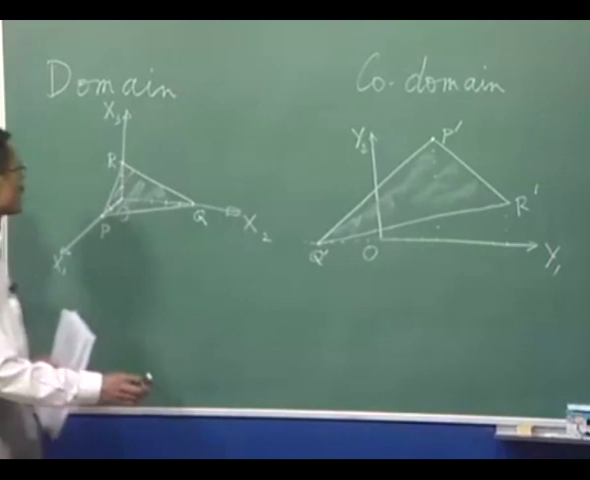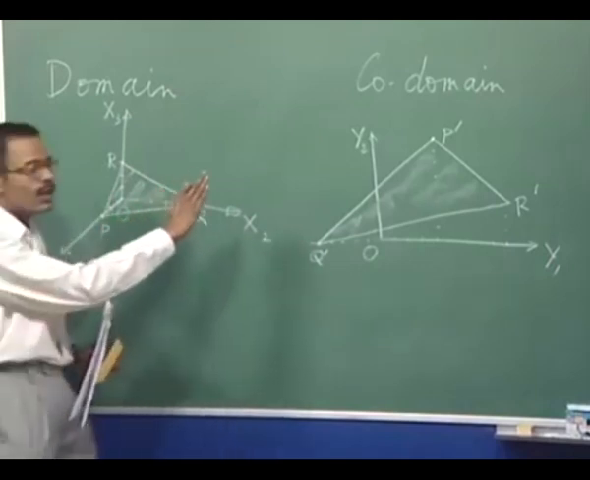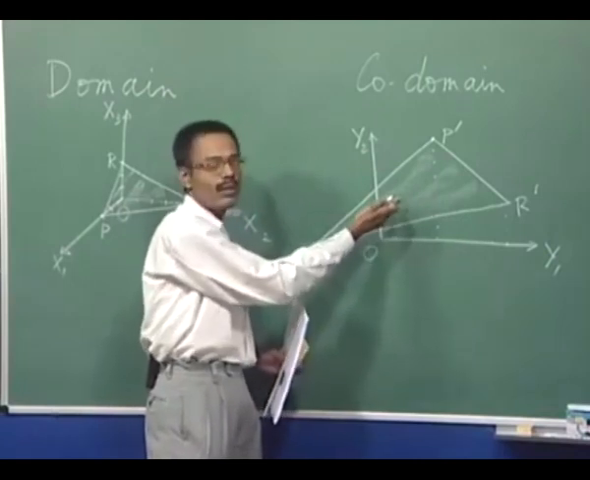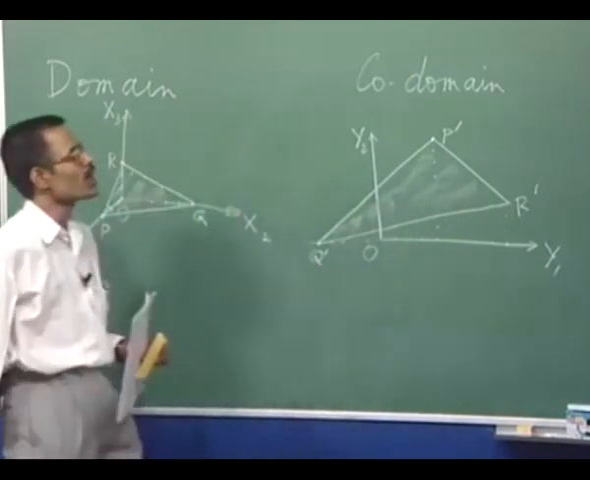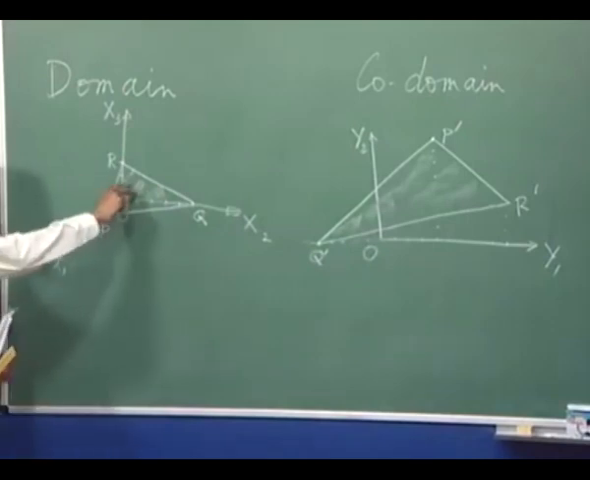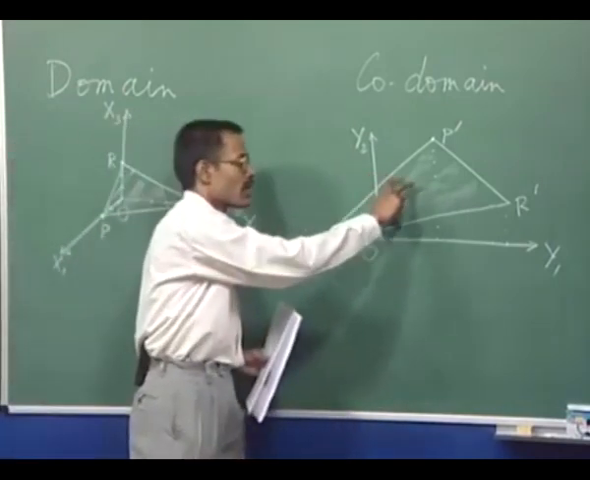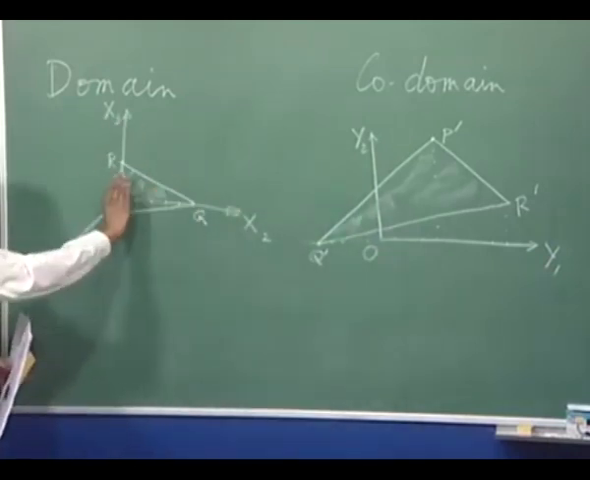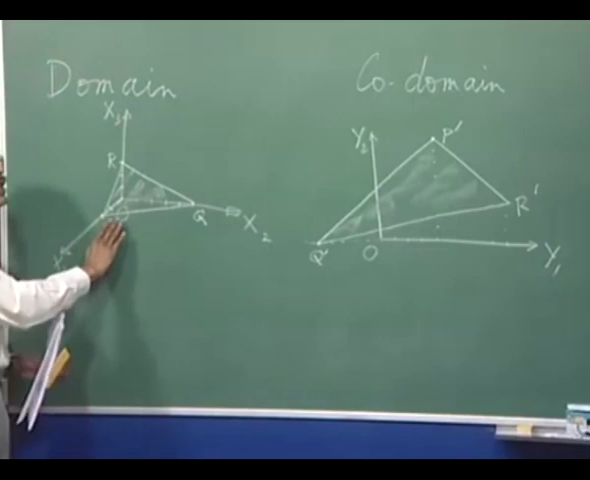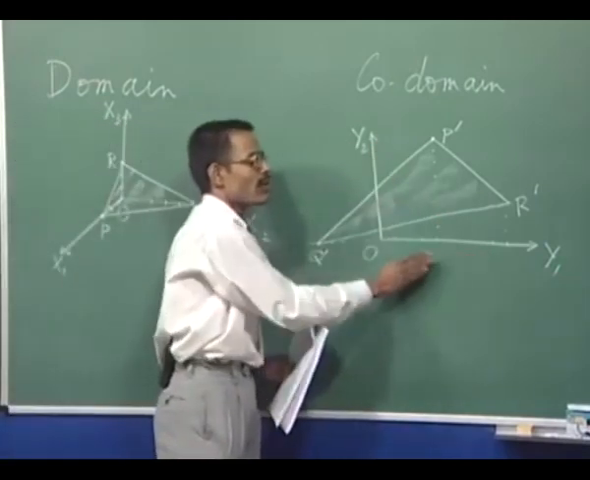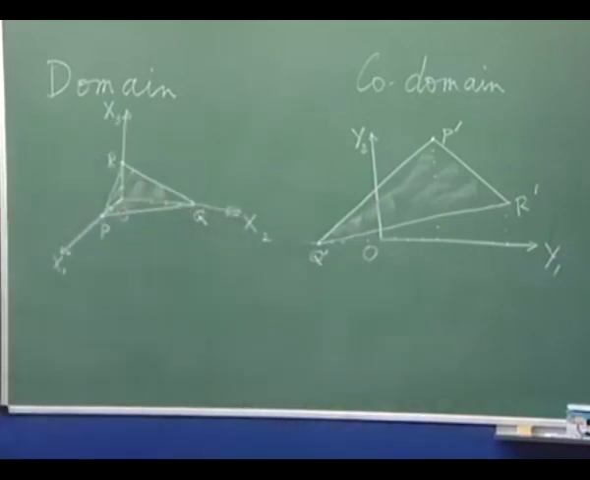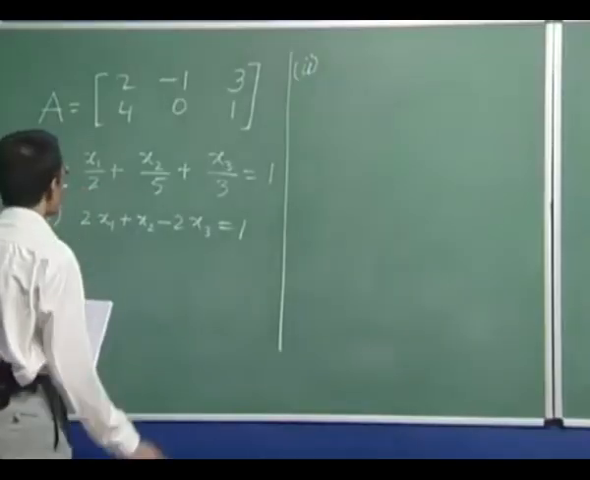So, this triangle gets mapped to this triangle, and the plane of this triangle gets mapped to the plane of this triangle in y1, y2. Now, what is the plane of this triangle in y1, y2? It is the entire plane. Therefore, we can say that this triangle PQR gets mapped to this triangle P prime, Q prime, R prime, and the plane of this triangle in this 3-dimensional space gets mapped to the entire y1, y2 plane here. Complete plane is covered.